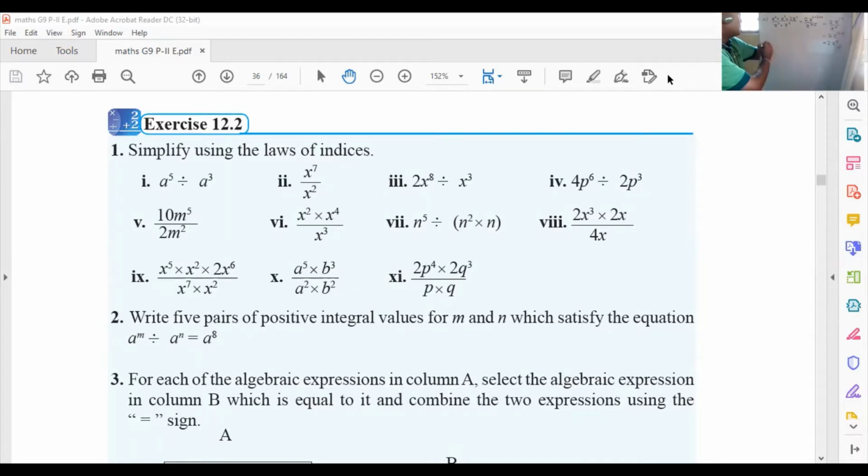Shall we move to the 10th question? A to the power 5 times b to the power 3, divided by a to the power 2 times b to the power 2.